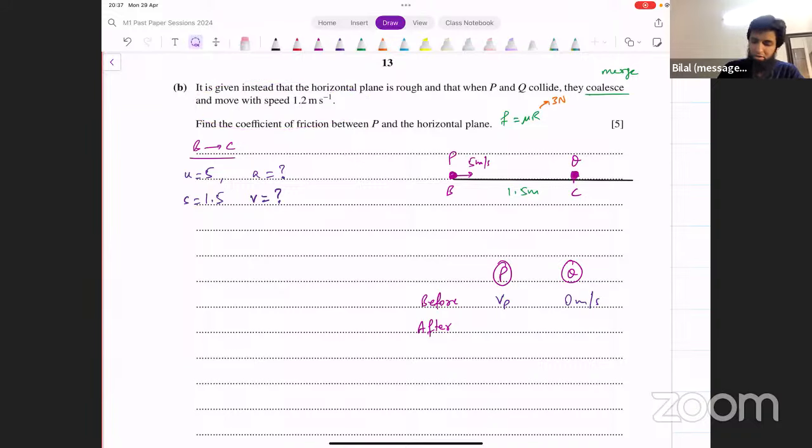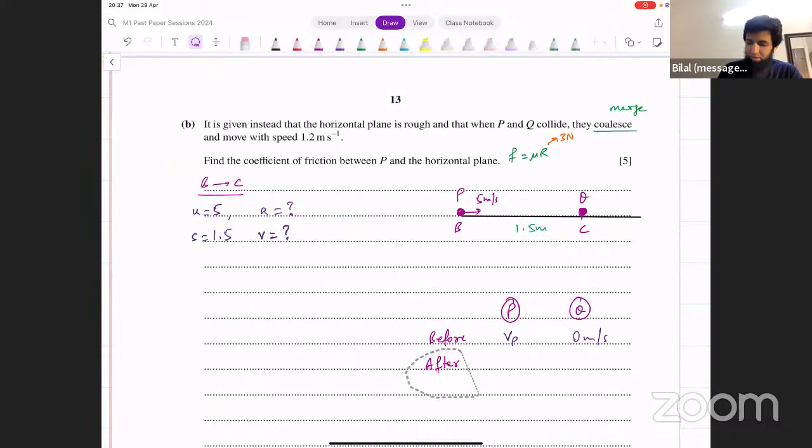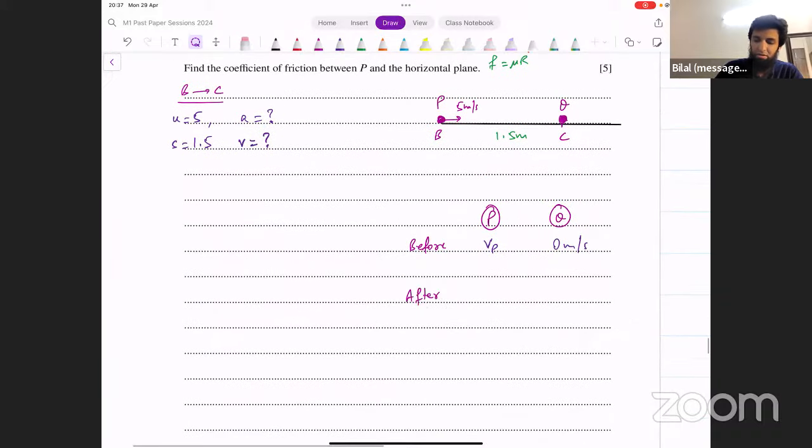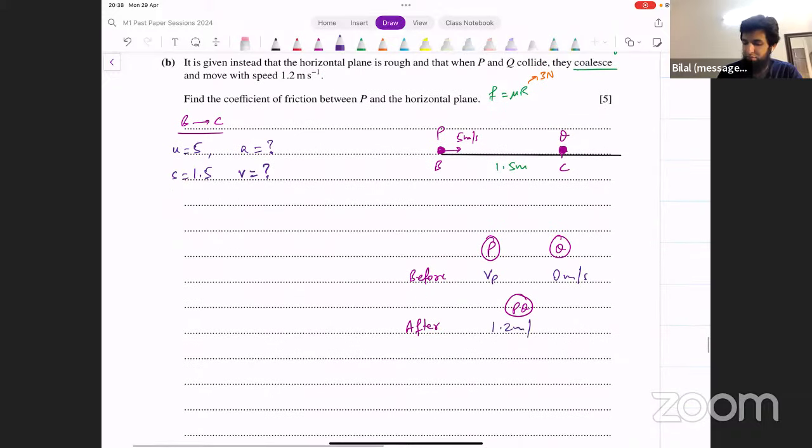So before collision, it was two particles. After collision, it becomes a single particle. Let's call that PQ. That is moving at a speed of 1.2 meters per second to the right.